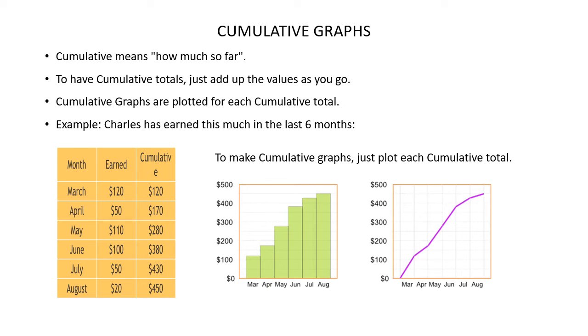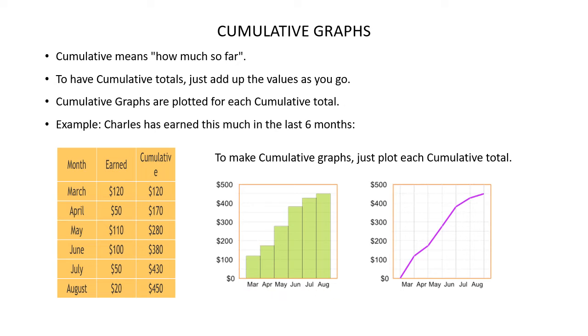In April, the cumulative total is $170. So this bar for April corresponds to $170. In May, the cumulative total is $280. So this bar for May corresponds with $280 and so on.